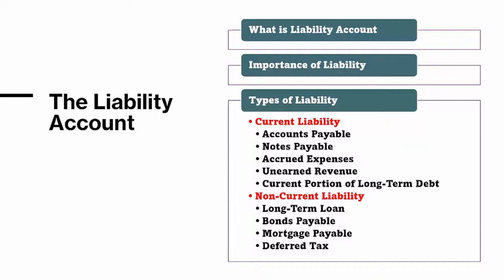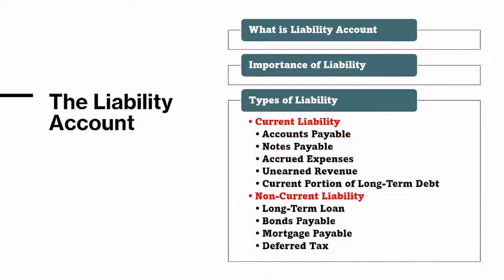1. Current liabilities. These are debts that need to be paid within a year and include accounts payable, money the business owes to suppliers for goods or services it has received but not yet paid for. For example, if the business buys raw materials from a supplier and agrees to pay in 30 days, this is recorded in accounts payable. Short-term loans or notes payable, loans that must be repaid within a year.